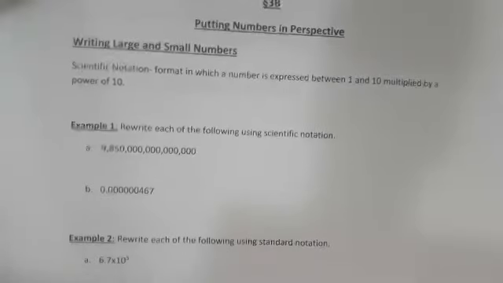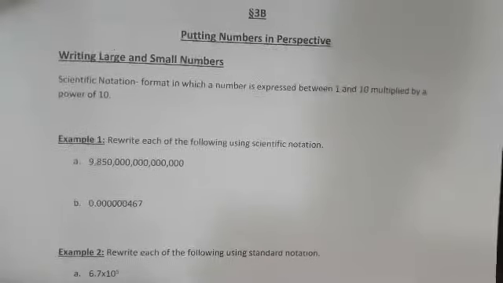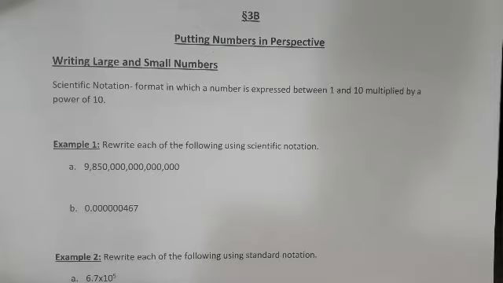Welcome back, Contemporary Math. We are in chapter 3B, putting numbers in perspective. So we are going to do a few things to compare numbers. We're going to start off talking about scientific notation and talk about how to calculate things with scientific notation real quick.